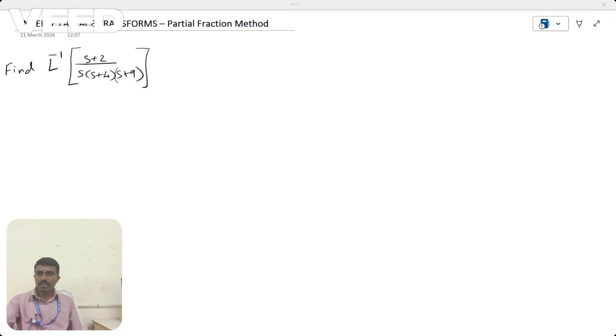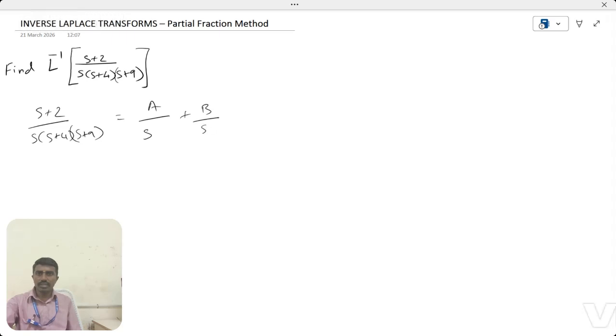Splitting into partial fractions the function (s plus 2) divided by s into (s plus 4) into (s plus 9), we get A by s, plus B by the next factor s plus 4, plus C by the next factor s plus 9. This is applicable if the numerator degree is less than the denominator degree, and in the denominator all are linear factors. If the numerator degree is more than the denominator degree, in that case first you divide by the long division method, then we can move to this step.